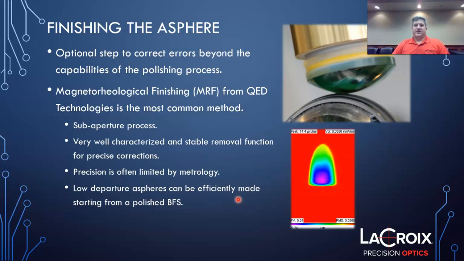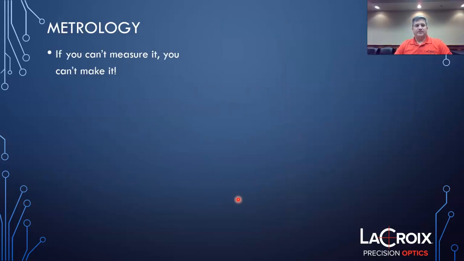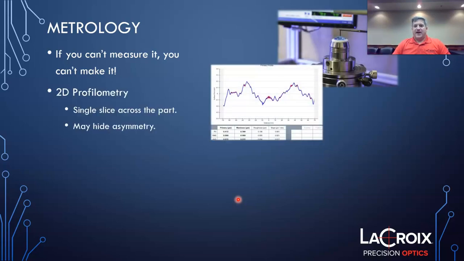So, that's something to keep in mind when you're designing the system. If you can put in a couple of low departure ASPHEREs that can be done with MRF versus one more dramatic ASPHERE, if the smoothness of the surface is critical, that's something to really consider. As I mentioned, with MRF, you can basically make the part as good as you can measure it. And that's in any manufacturing too. If you can't measure it, you really can't make it. So how do we measure the ASPHERE?